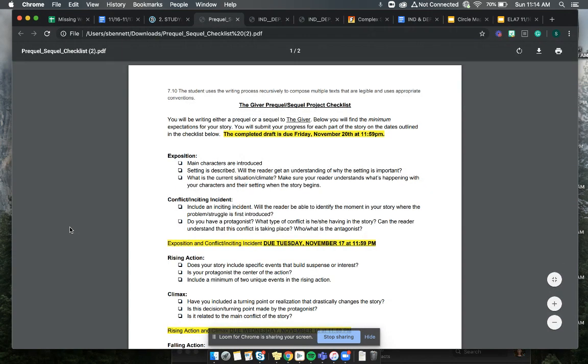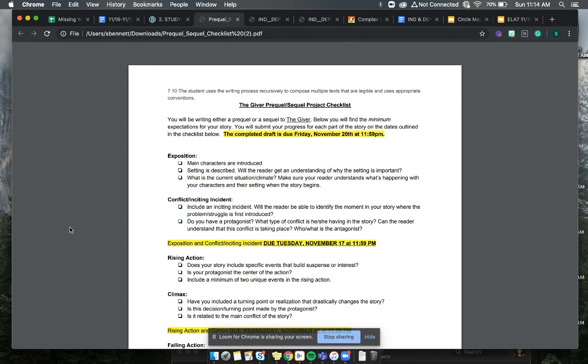All right, so this is giving you information for the writing project that we are beginning today. For this project, you are going to either be writing a prequel or a sequel to The Giver. A prequel is a story that happens before the book, and a sequel is a story that happens after the book is over. So you will choose if you're writing a prequel or a sequel.